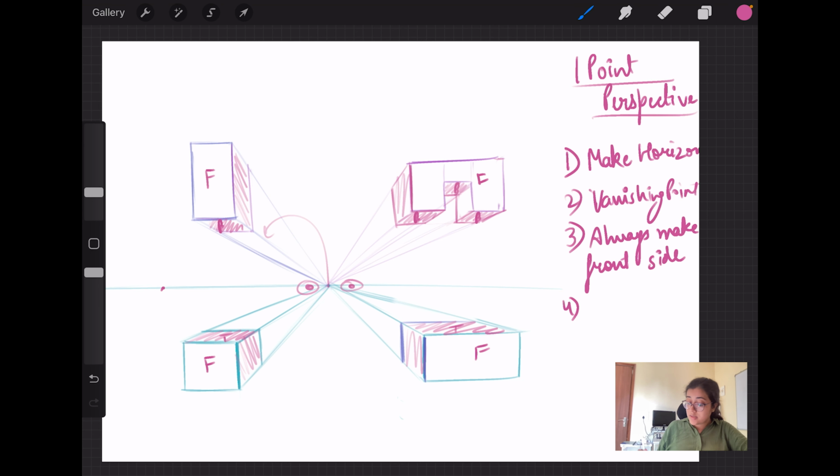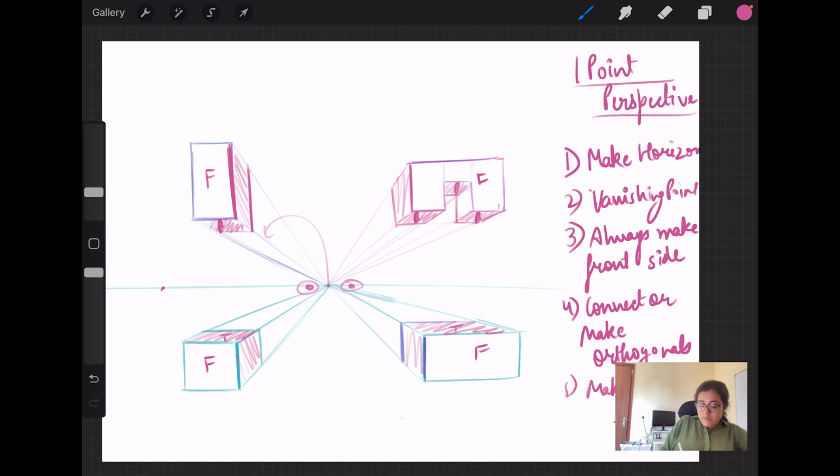And the fourth one is connect or make orthogonals. Orthogonals are very important because they make sure the lines are going towards the vanishing point. Okay, make orthogonals and make the backside, which in this case is just going to be the same as the front side. If you're making it like this, the back side is going to be this. If you're doing it like this, the back side is also going to be like this.